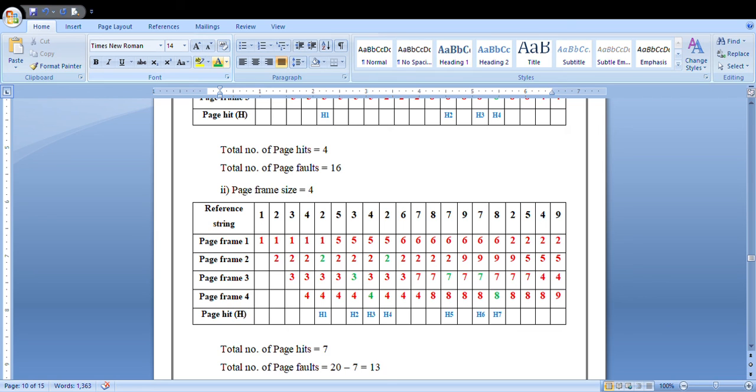In LRU, the least recently used page replacement algorithm, this is how you will be calculating.